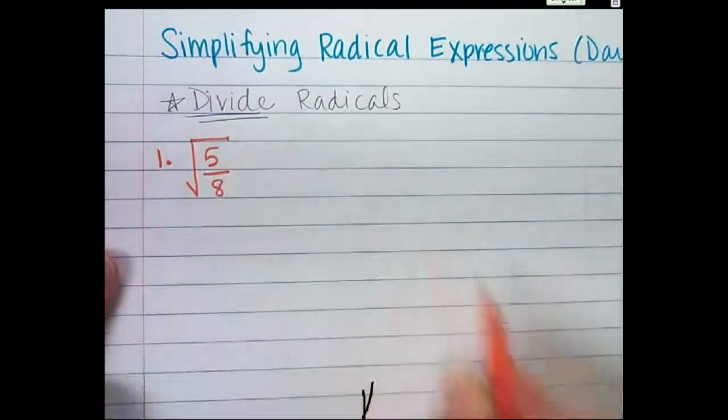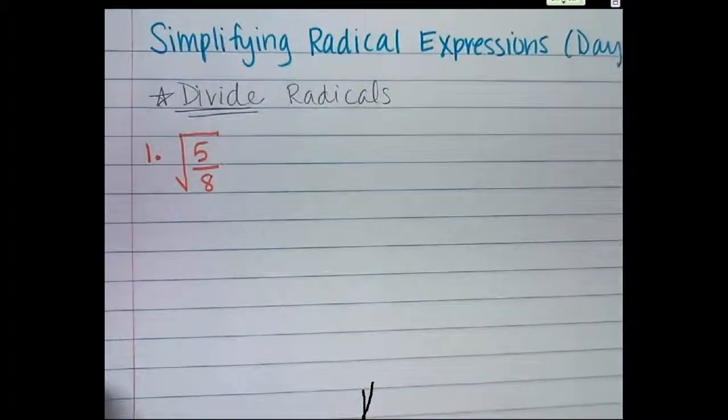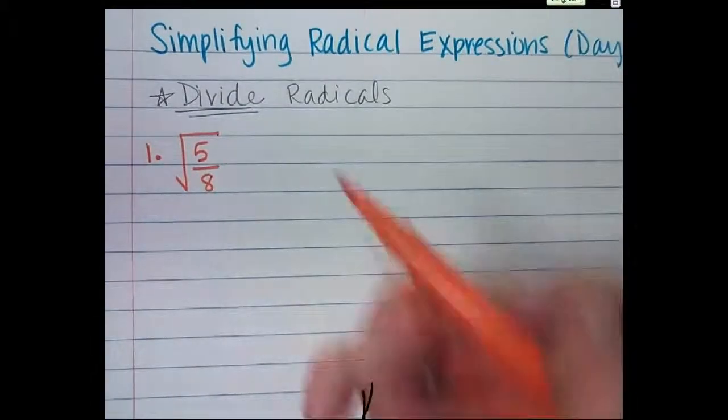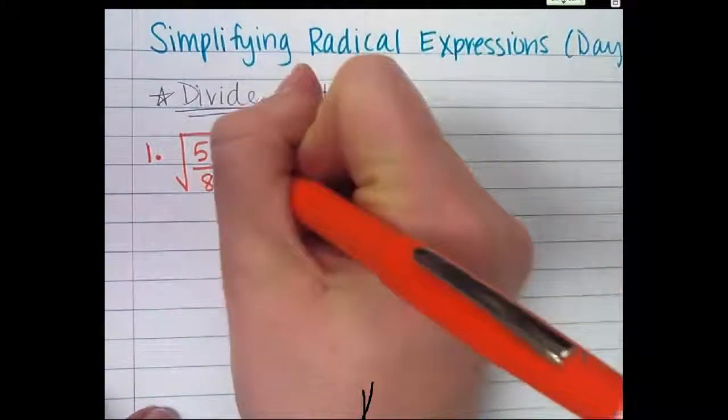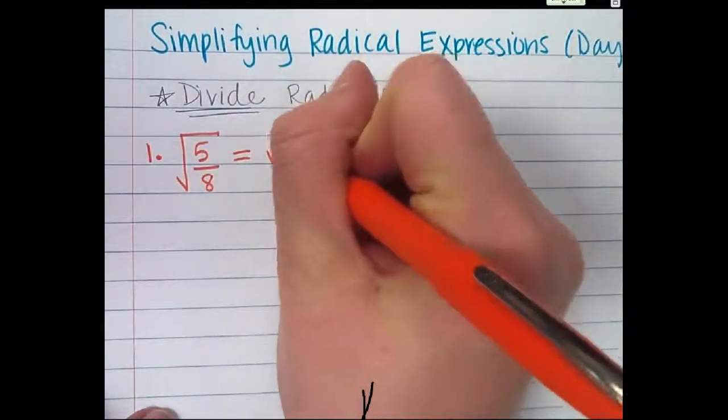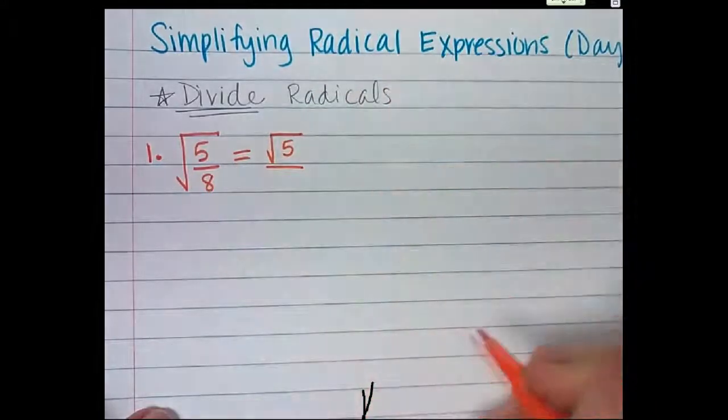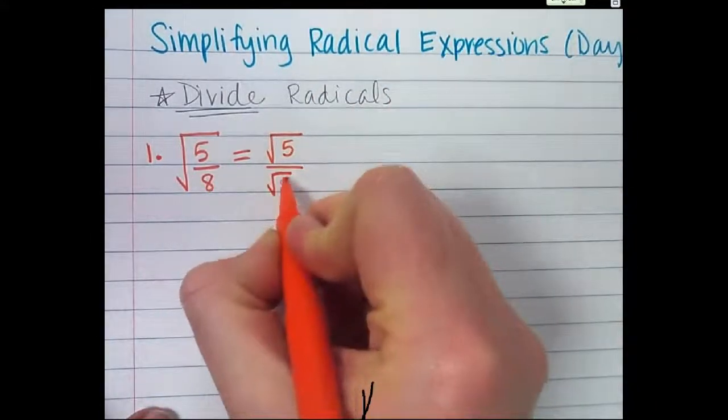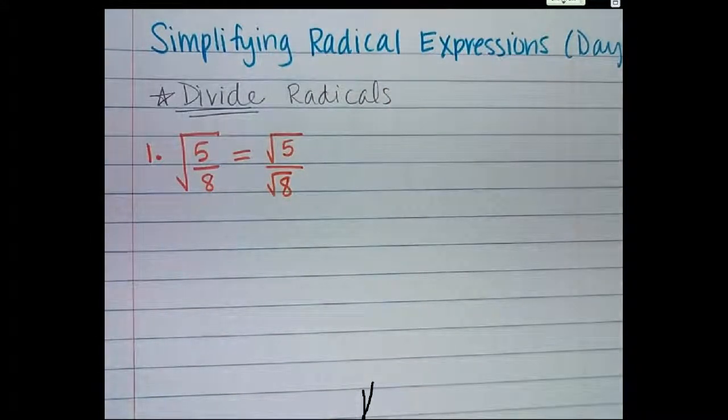Square root of 5 divided by 8. So the first thing I would do is when you have a fraction like this, go ahead and split it up. So you can rewrite this with a square root of 5 over a square root of 8. And it's not necessary that you do that, but sometimes visually it's just easier to see.